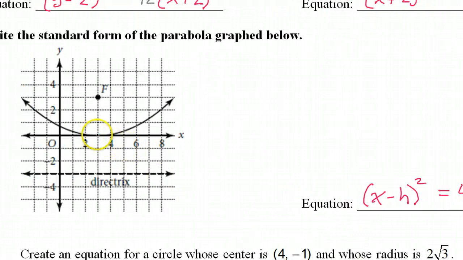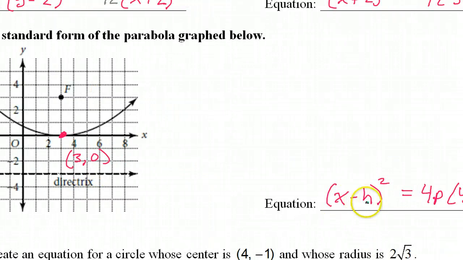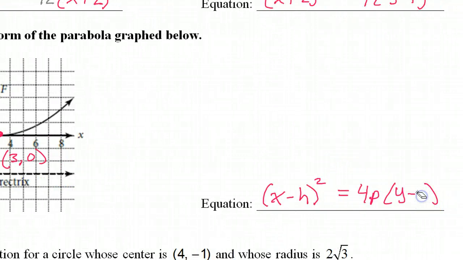We're looking at it and we can see the vertex. That vertex is right on the x-axis. So (3, 0) is my vertex. So that's my h and my k. So this is going to become x minus 3 and y minus 0, right?